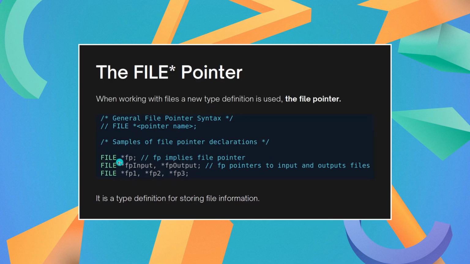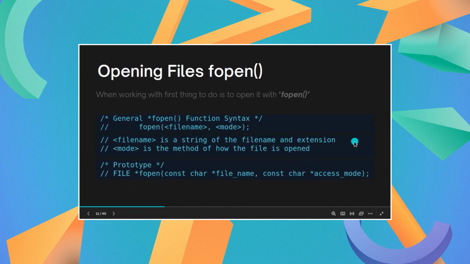A couple examples of its application is here. We have the word FILE in all caps, a star or an asterisk, and of course, our file pointer name, where fp implies that it's a file pointer. Now, let's say you want to have file pointers that indicate an input file and an output file, we can also use this syntax as we have here.